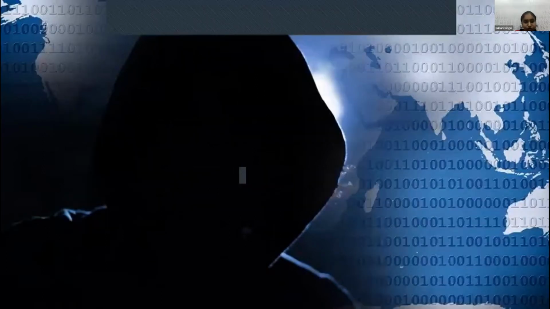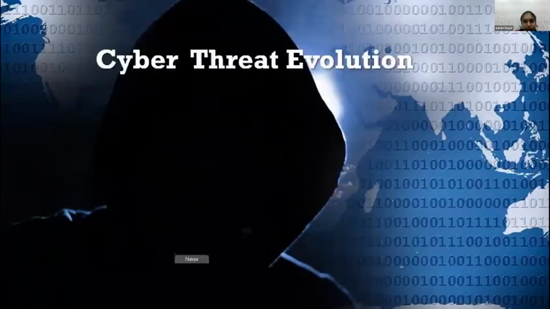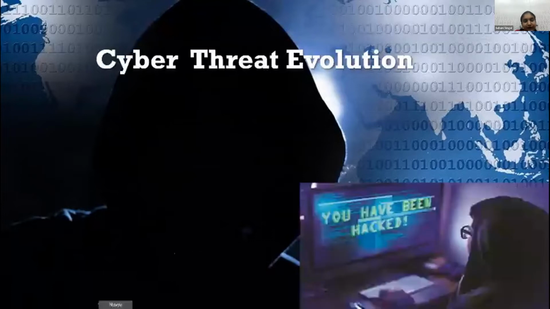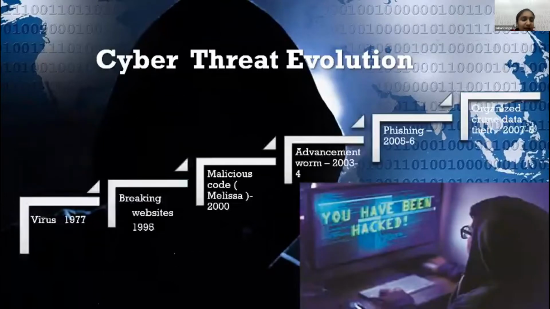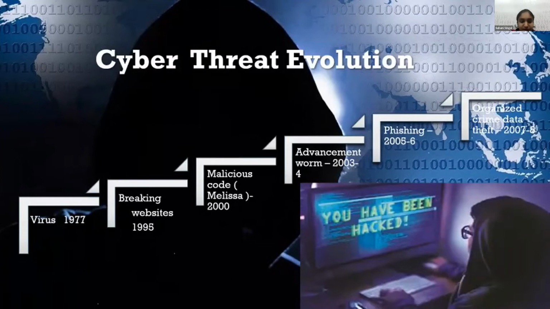Cyber threat evolution. The virus was introduced in 1977. Breaking websites was used in 1995. Malicious code was introduced in 2000. The logic bomb was in 2003, in between 2004. Phishing was introduced in between 2005 and 2006. Organized crime data theft was introduced in 2007 and 2008.